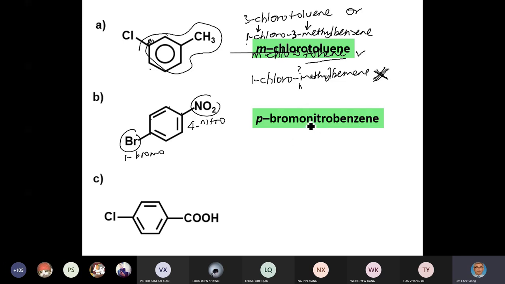But this one, that's why I say, if you use the common name, sometimes you will confuse yourself. Do you need to put the number or not? So why don't we make ourselves more easier? One bromo, 4-nitro, benzene. Done already, why go further, isn't it? This one I put here, not to encourage you to do it.